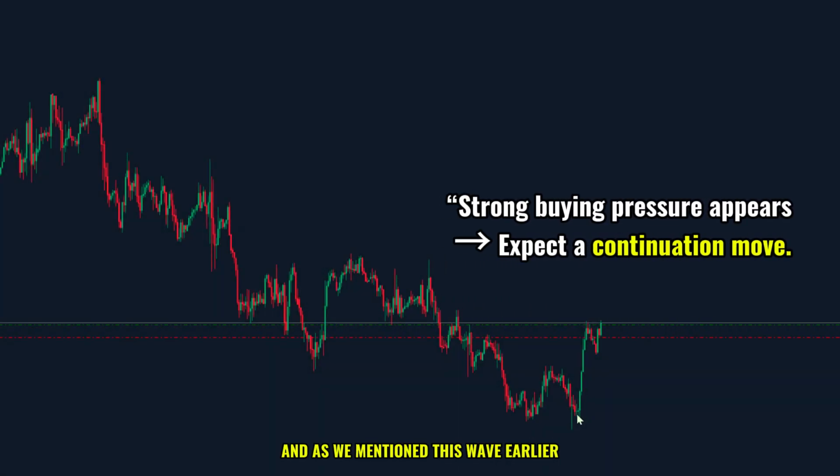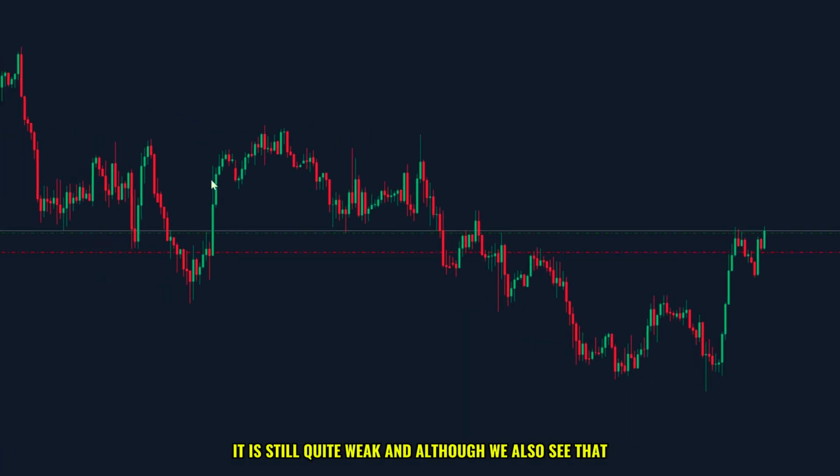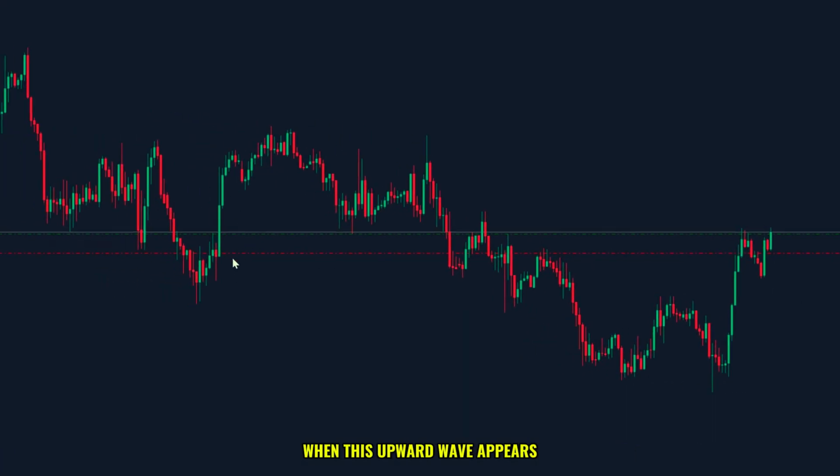And as we mentioned this wave earlier, we might wonder why in this upward wave, what characteristics does it have that we won't look for a buy order, compared to this upward wave? I also emphasize again that this upward wave, compared to the previous downward waves, is still quite weak. And although we see that when this upward wave appears, the continuation phase occurs, because it is weaker, this continuation phase is also weak.